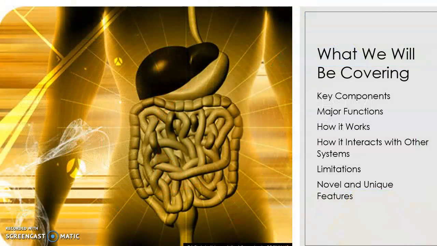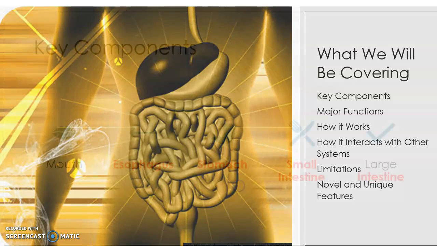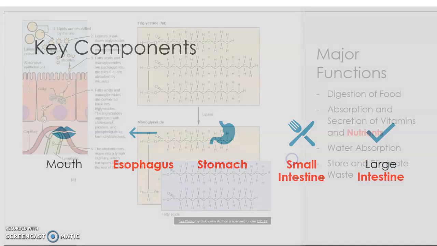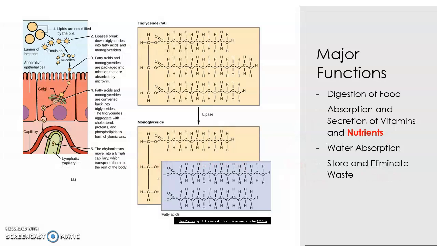What we'll be covering in this video are the key components, major functions, how it works, how it interacts with other systems, limitations, and novel and unique features. The key components to the digestive system are the mouth, esophagus, stomach, small intestine, and large intestine. Some of the major functions of the digestive system are, of course, the digestion of food, absorption and secretion of vitamins and nutrients, water absorption, and storage and elimination of waste.